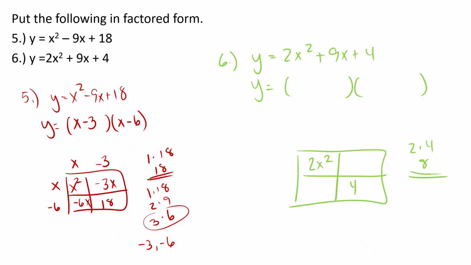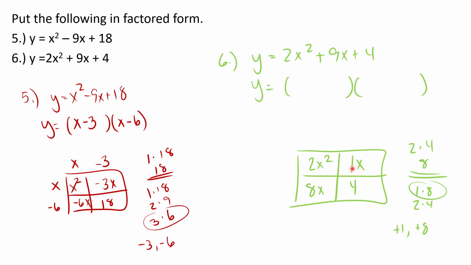And now we're looking for two factors of 8 that add up to 9. The factor pairs of 8 are 1 and 8 and 2 and 4, and the one that adds up to 9 would be a positive 1 and a positive 8. So this is positive 1x, this is positive 8x.